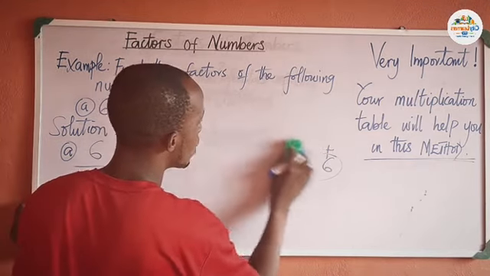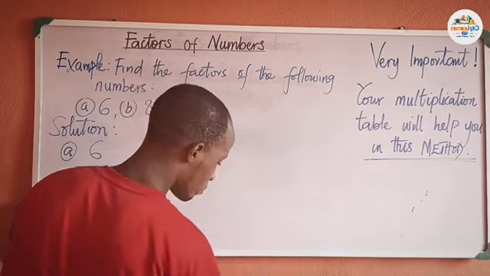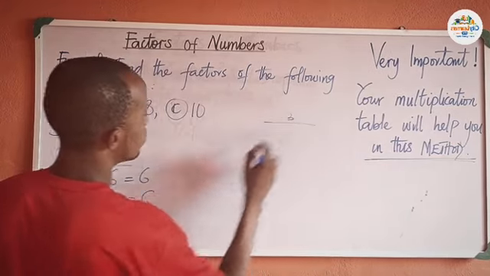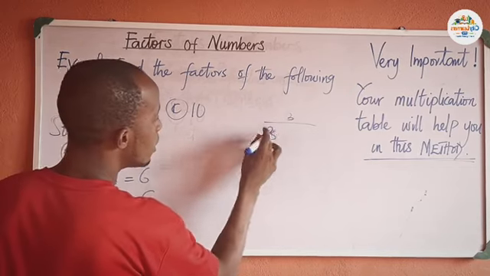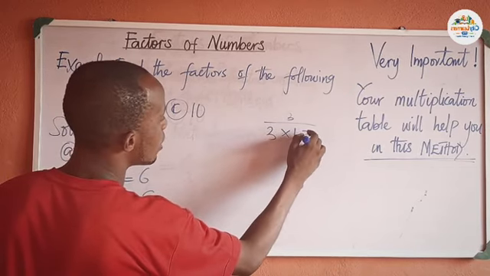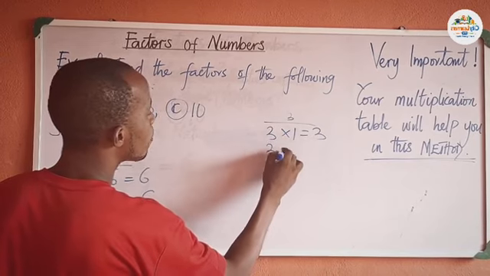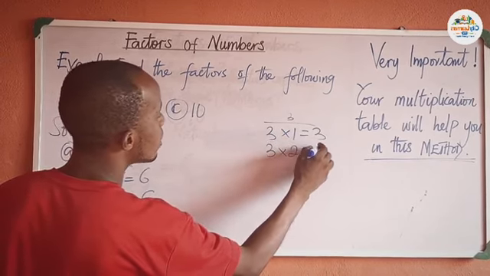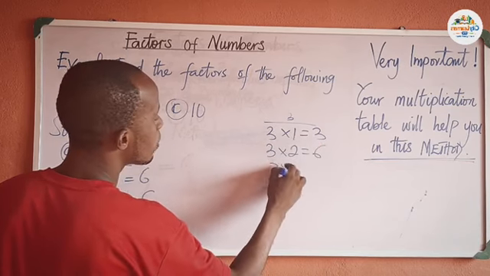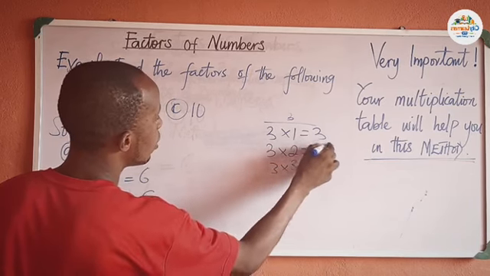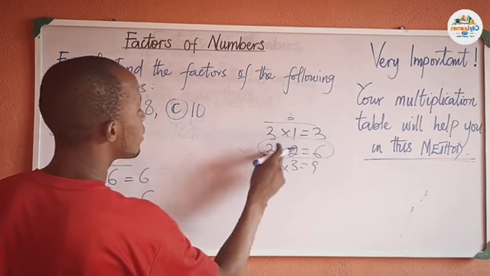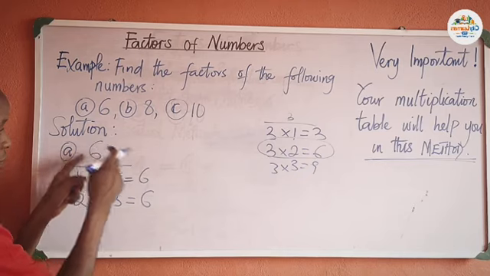Then I move straight to the 3 multiplication table. 3 multiplied by 1, that gives me 3. 3 multiplied by 2, that gives me 6. 3 multiplied by 3, that gives me 9. You see, this is what we are looking for. 3 times 2 gives us the given number.